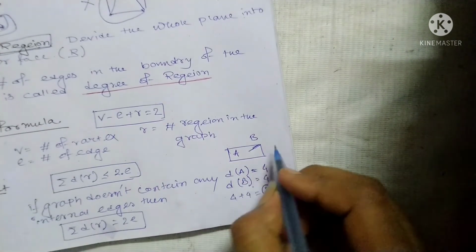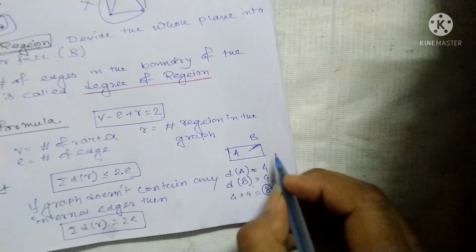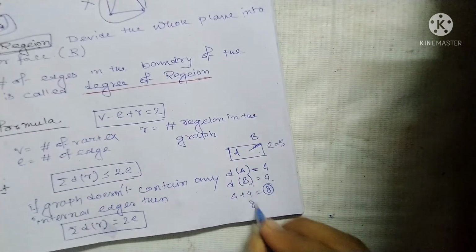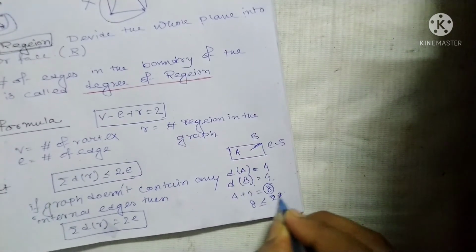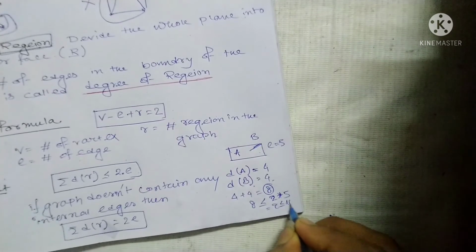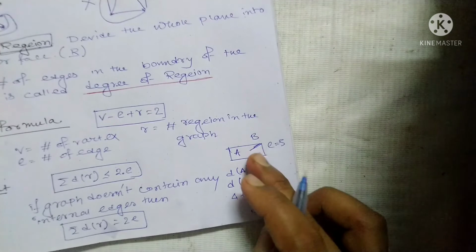And what is the total number of edges? 1, 2, 3, 4, 5. So E is 5, and 8 will always be less than or equal to 2 times 5. So 8 is less than or equal to 10. So this is satisfied if it contains an internal edge. Let us see the example where it doesn't.